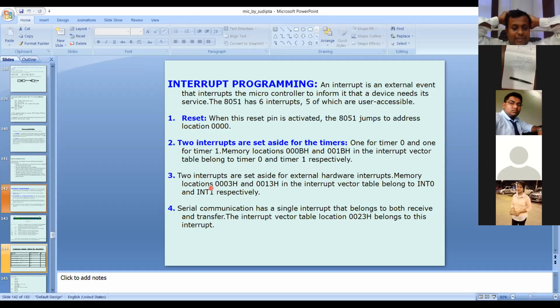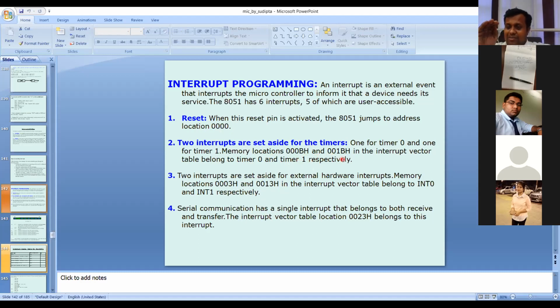How many interrupts? If I'm talking about the reset also as an interrupt, then it will be 6, otherwise it's 5. 2 external interrupts, 2 timer interrupts, 1 serial communication interrupt. And if you count reset, another interrupt, so it is 6. The vector locations: reset interrupt is 0000H, timer interrupts 000B and 001B.